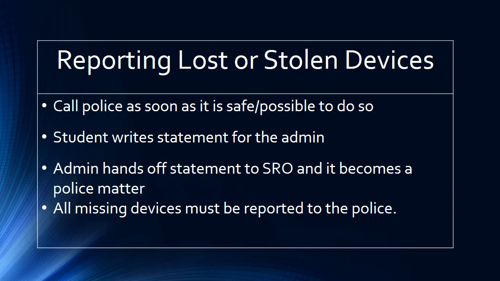When a device is stolen, it is important to call the police as soon as possible. When the student returns to school, he or she would need to write a report or a statement for the administration, just as they would if the device was damaged. Then the administration will give the school resource officer the statement, and the police will handle the situation from that point on. As we mentioned before, there's no mysterious loss. All missing devices must be reported to the administration and the police.